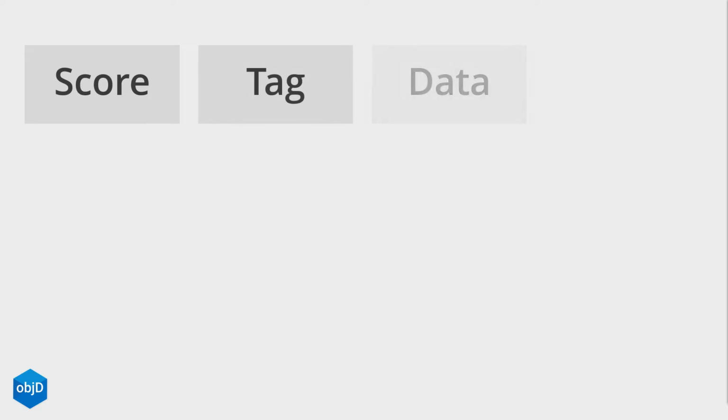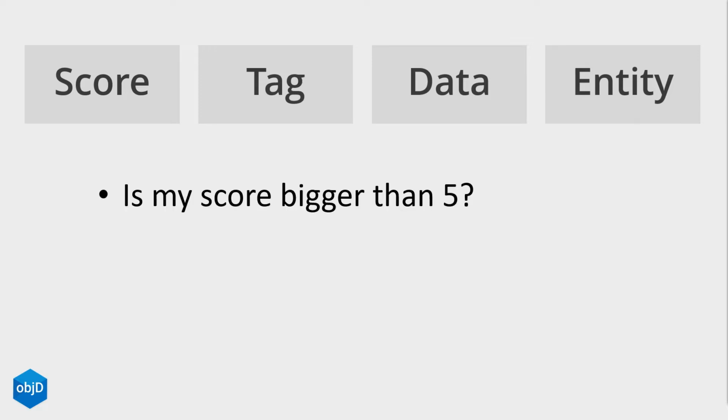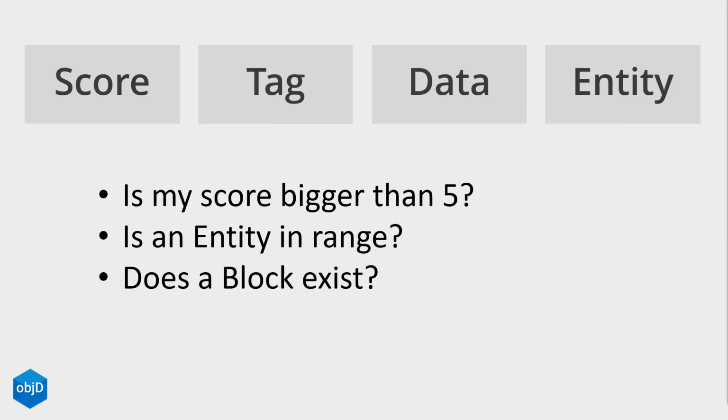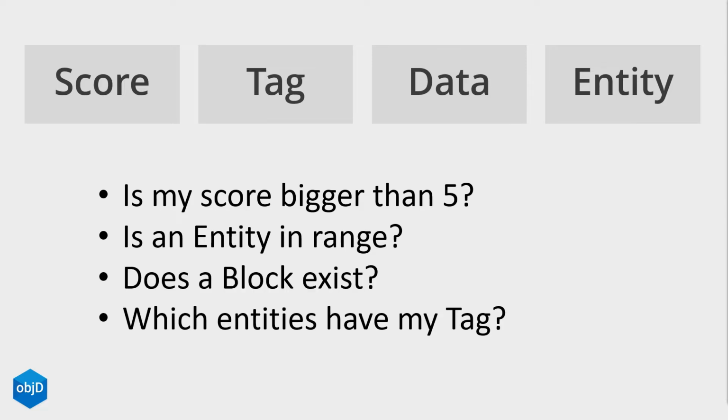We already covered widgets that have a particular value like score, tag, data or entity. But each programming environment also needs logic. These can be simple questions like, is my score bigger than 5? Is an entity in range? Does a particular block exist? Or which entities have my tag? But you may also want to combine single questions.